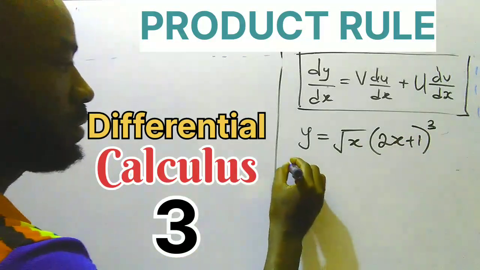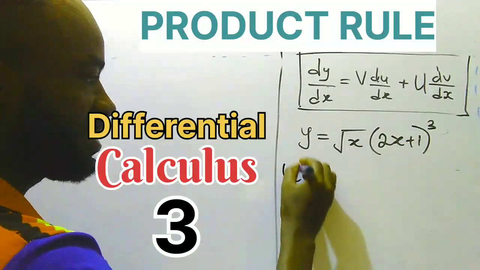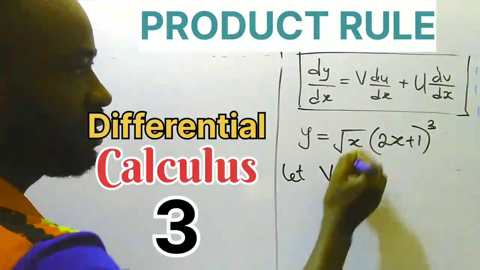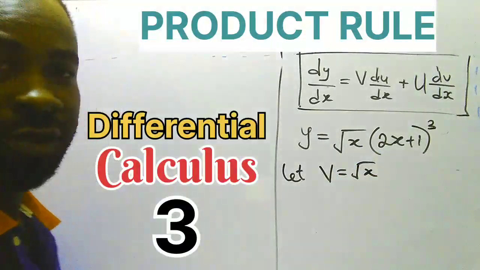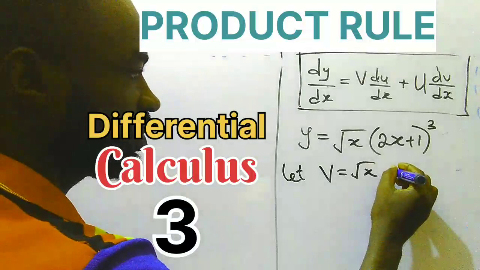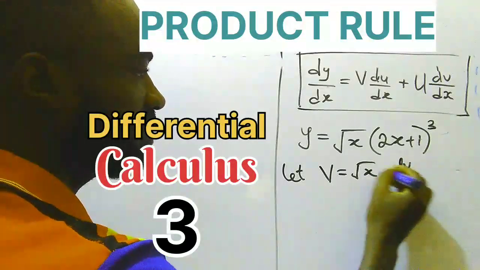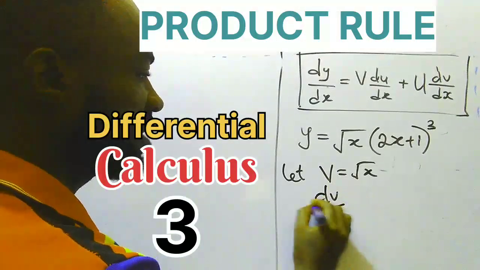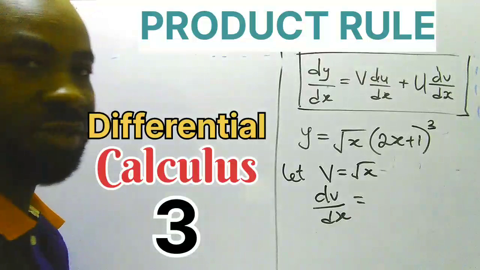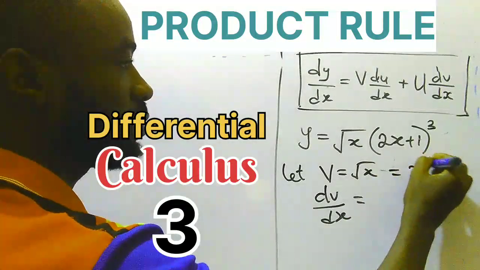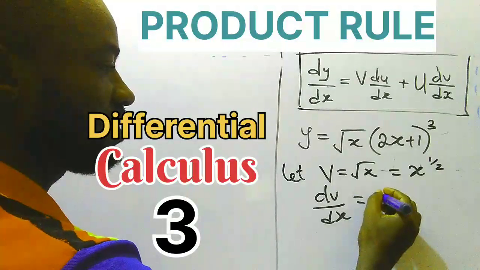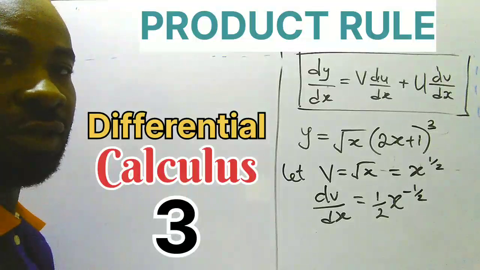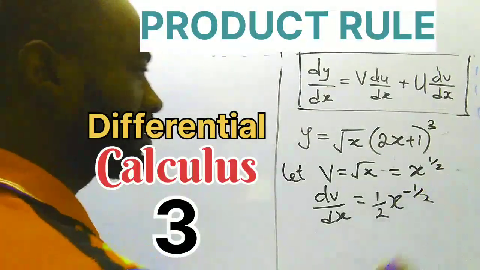So let's go. First of all, remember we have two terms, so let the first one, let v be equal to root x. If you differentiate v with respect to x, remember that this x is x to the power of half. So if you differentiate this, this is going to be 1 over 2 x to the power of minus half. Okay, so we have done that.